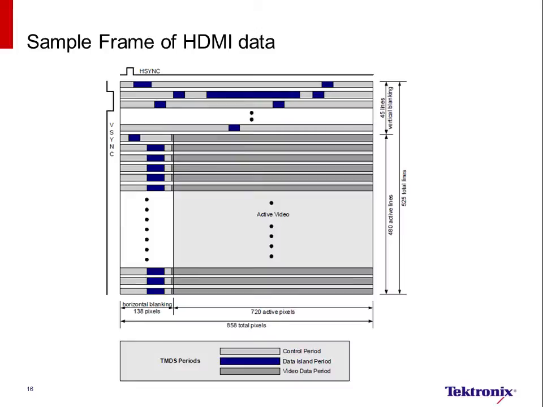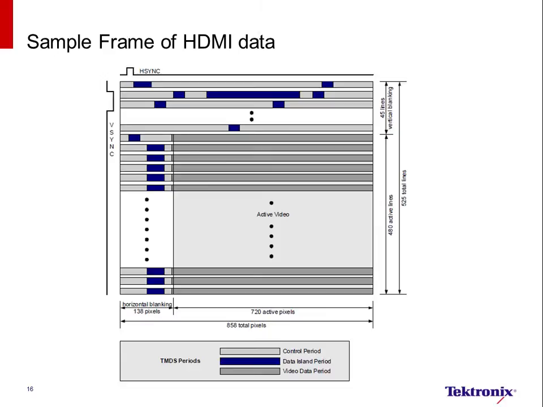So when we look at a sample frame of HDMI, it looks a lot like SDI from a structure standpoint. We have our horizontal interval on the left-hand side, we have our vertical interval above the picture raster data, and then we've got all of the lines of our picture raster data.